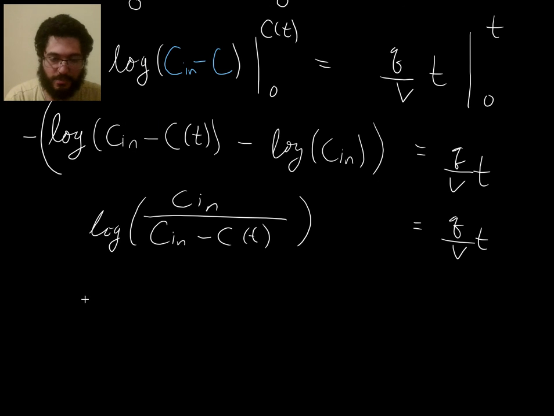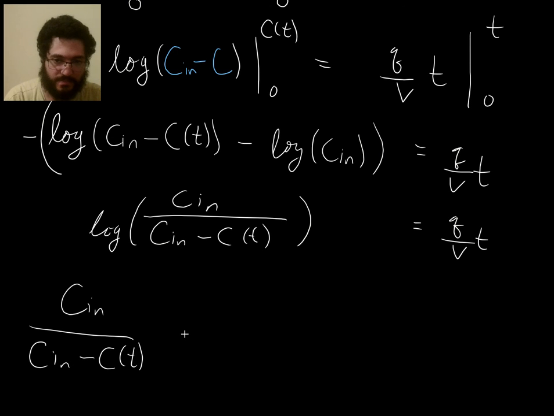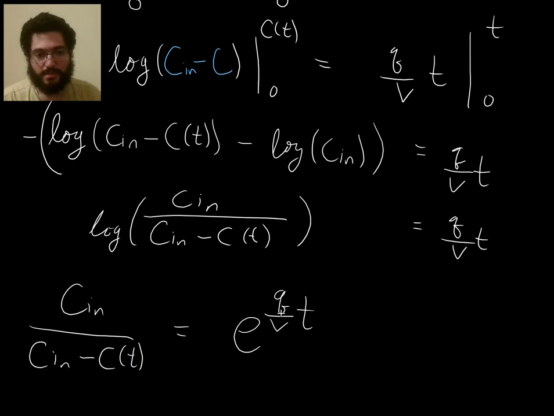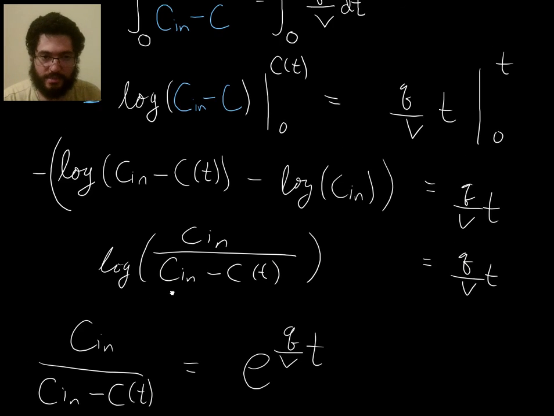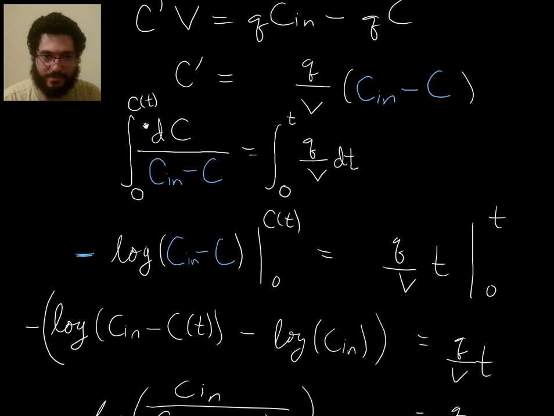And now exponentiate both sides. We get Cn over Cn minus C of T equals e to the Q over V, which is just some constant, times T. And there's no plus C that I added anywhere. I didn't really need the plus C because these are definite integrals.